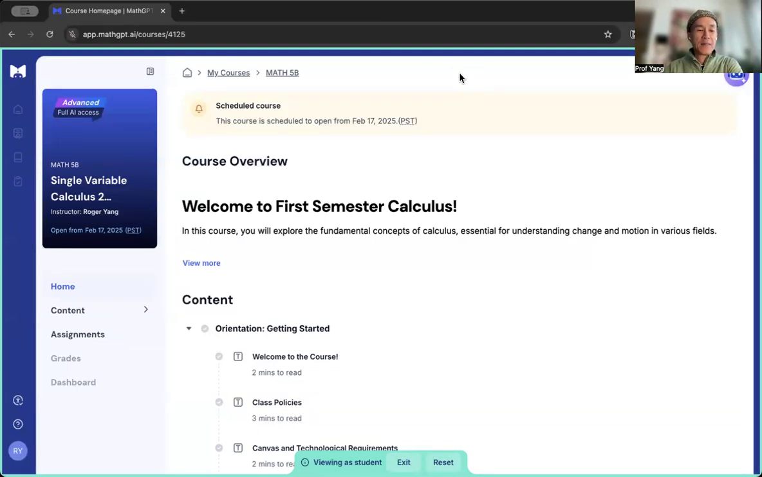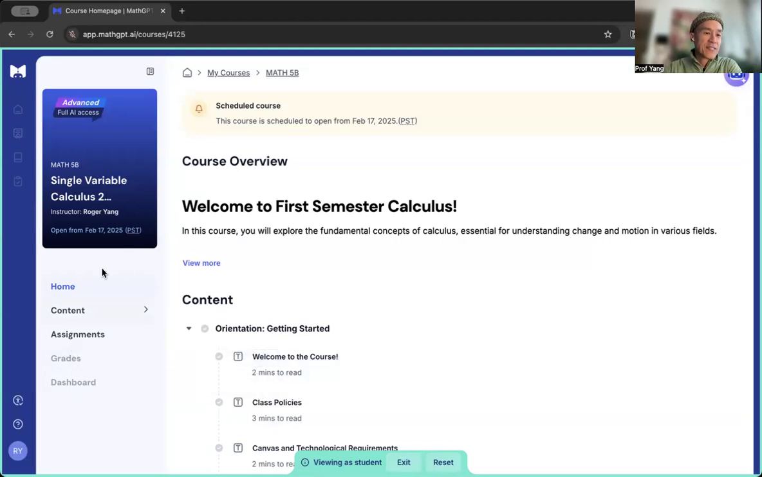I wanted to shoot a video where I show you how our online homework platform, MathGPT, is going to work. It's actually mathgpt.ai. There's a bunch of MathGPTs out there, but ours is this online homework platform. And I've switched to student view, so this is what you see.